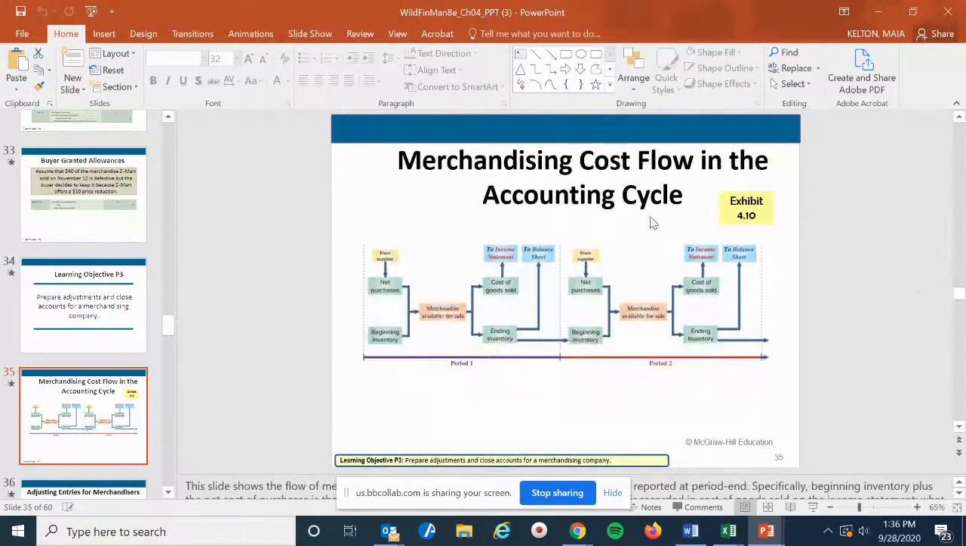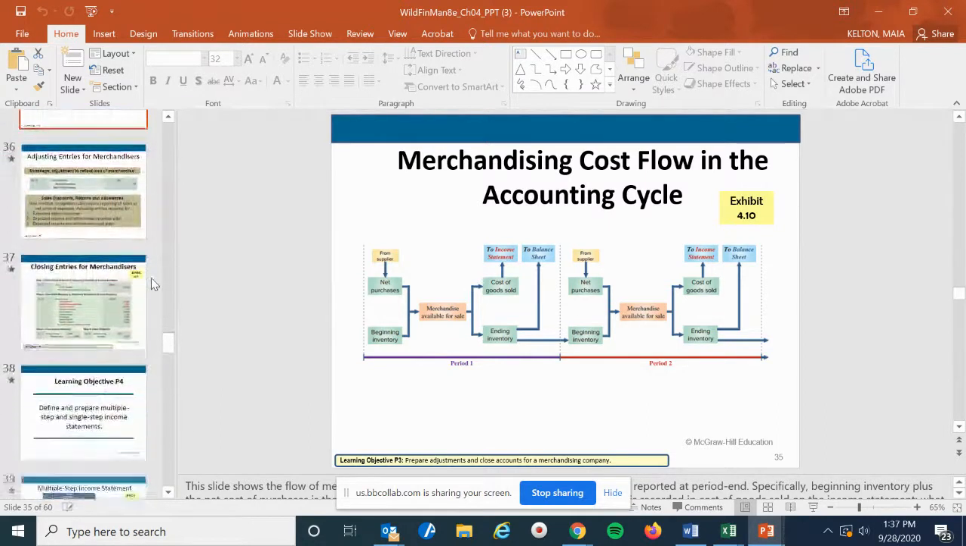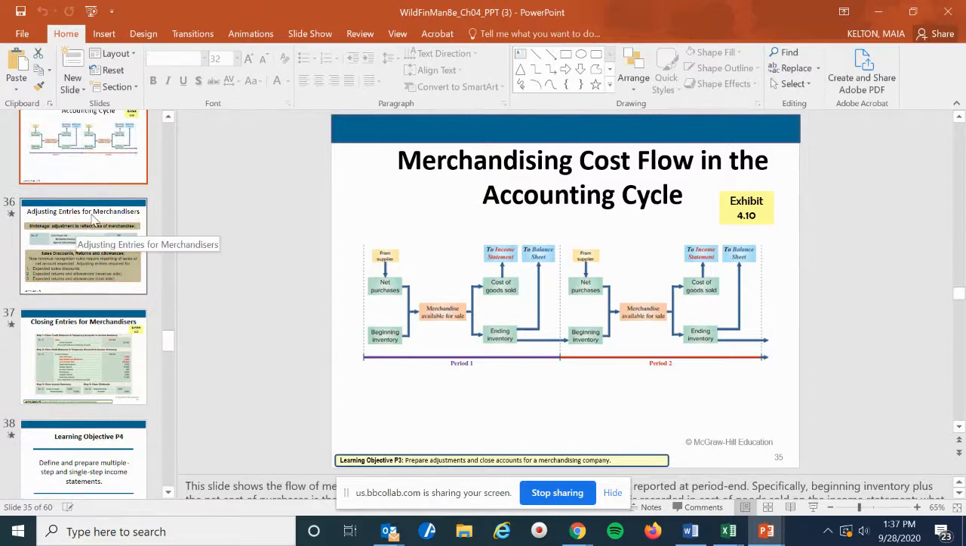When you look at the accounting cycle, here is what happens on the balance sheet. Merchandise inventory will be sold. Once merchandise inventory is sold, it goes on the income statement. This slide, I find a little confusing, but it breaks down the merchandising cost flow in the accounting cycle a little better. Adjusting entries for merchandisers are the same as anyone else. We will be closing cost of goods sold in addition to all the other temporary accounts, and the closing entries are the same as well.